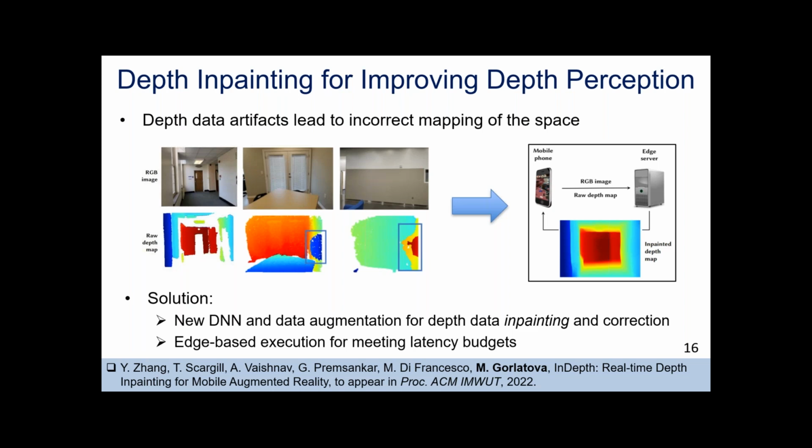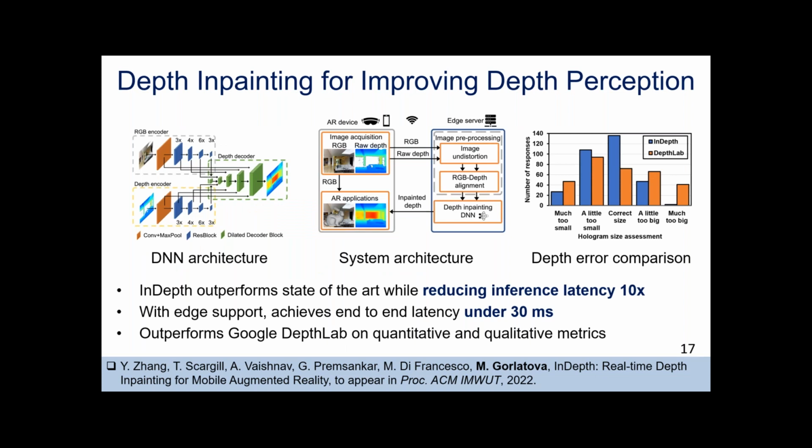So what we have done in our work is design a new deep neural network for addressing these holes and artifacts. And our neural network outperforms the state of the art and has been carefully engineered to reduce the computing latency dramatically, up to an order of magnitude over existing work. We've also built an edge-supported architecture that allows us to do this type of processing very, very quickly. The architecture is shown in the middle of the screen here.